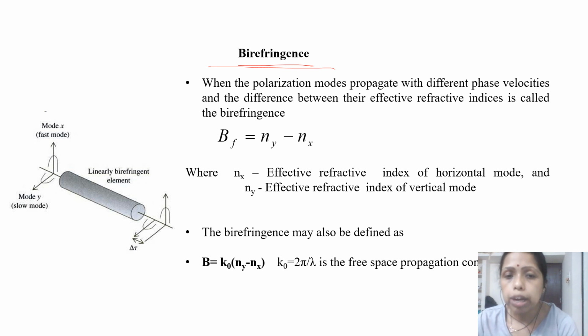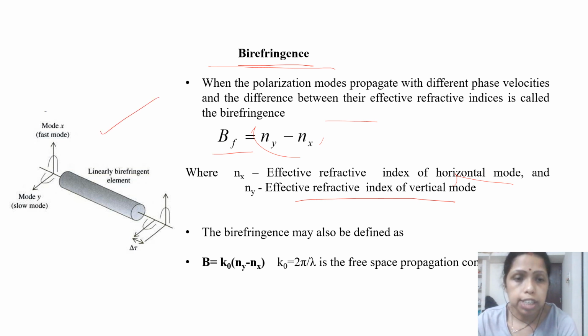When there is imperfection in the optical fiber, the effective refractive index will not be the same. This term is called birefringence. BF is equal to Ny minus Nx, where the effective refractive index for the horizontal mode and for the vertical mode are not the same. You can easily see this in the diagram. The vertical mode is defined as the fast mode and the horizontal mode is defined as the slow mode.